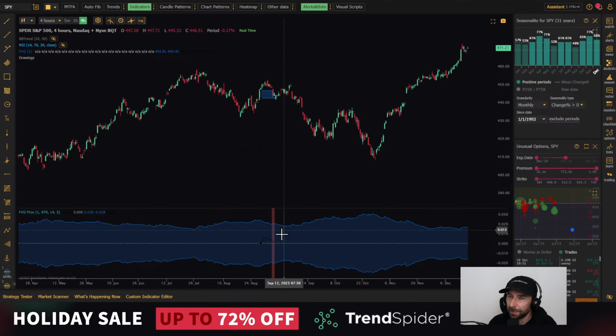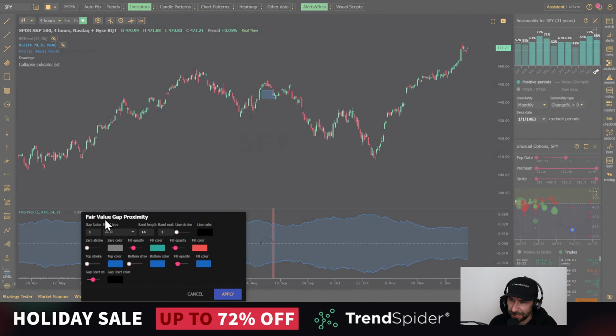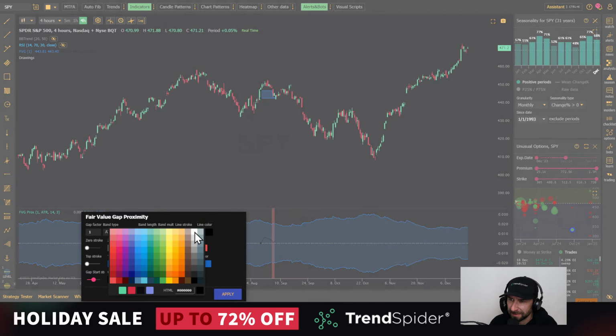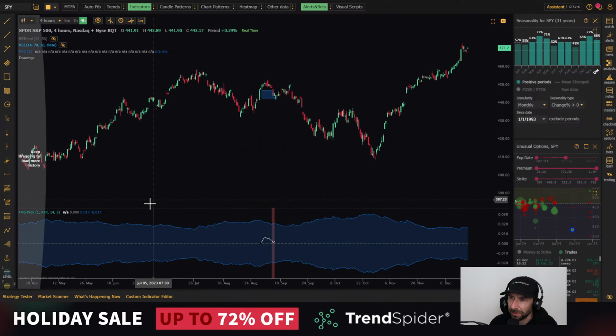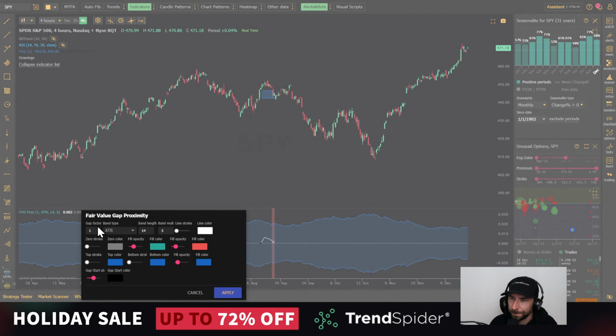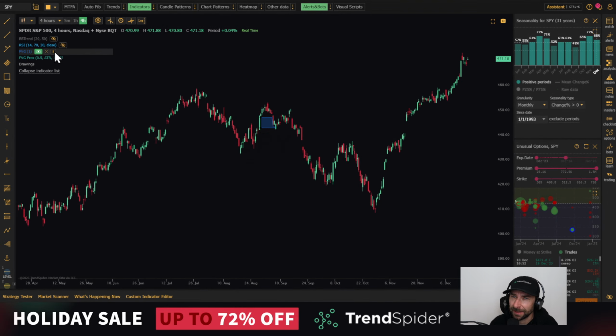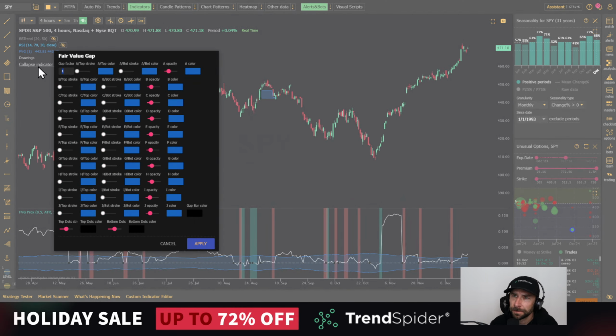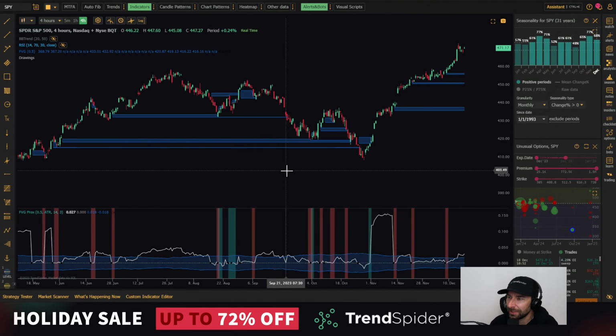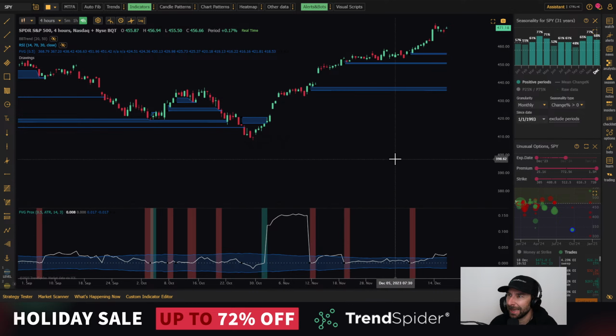So fair value gap proximity, and let me change this as well. I just want to make this clearer. I'm going to also change the gap factor here, so we can see more examples. It's a little bit difficult to understand by just looking at it initially.